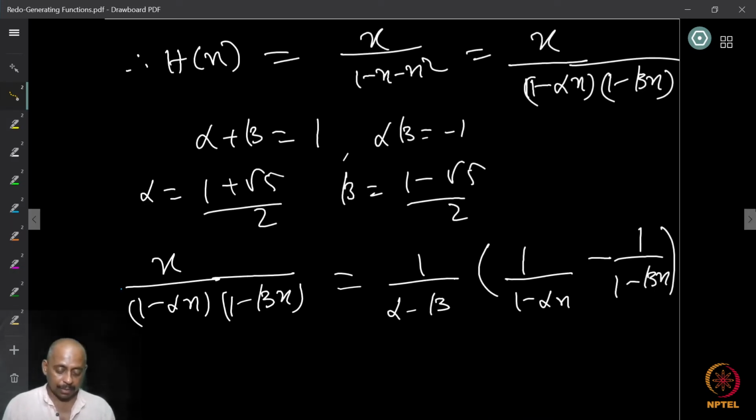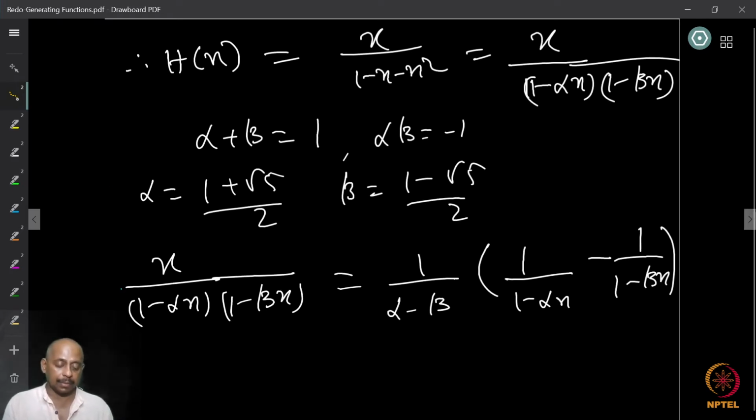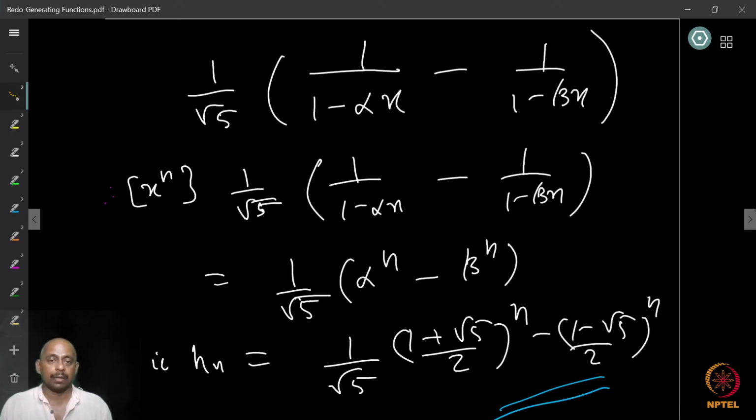1 minus, is precisely root 5, and then I will get 1 by 1 minus alpha x minus 1 by 1 minus beta x, where alpha and beta are exactly like we have said before, right? 1 plus root 5 by 2 and 1 minus root 5 by 2.